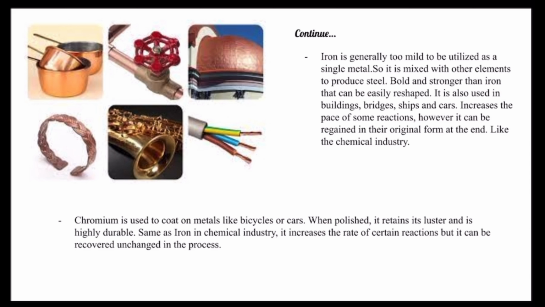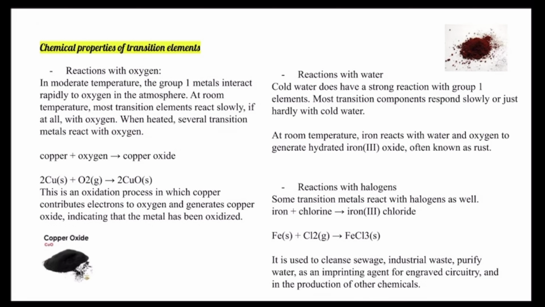And then chromium is also used to coat metals like bicycles or cars, anything like that. When polished, it retains its luster and is highly durable. Same as iron, in the chemical industry it increases the rate of certain reactions, but it can be recovered unchanged in the process. And then the chemical properties of the transition metals.